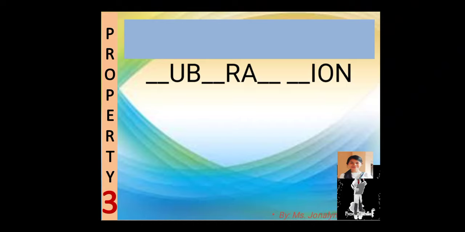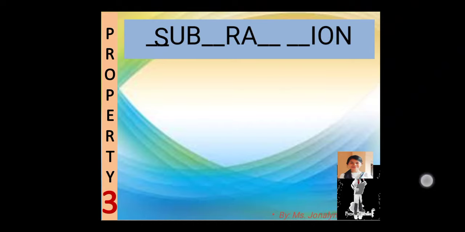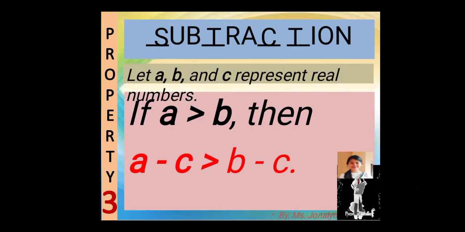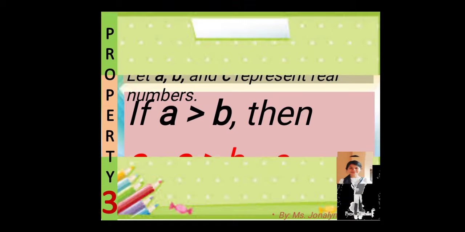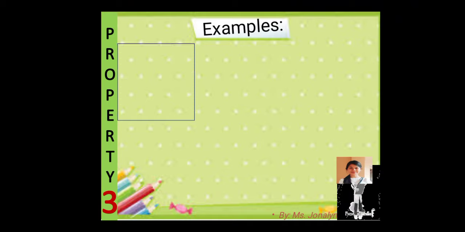Next, we have the third property of inequality, the subtraction property. And this is somewhat the same as the addition property of inequality. If A is greater than B, then A minus C is greater than B minus C. So, for example, we have A is equal to 5, B is equal to 3, and C is equal to 1.